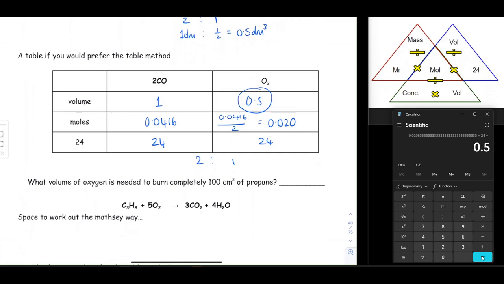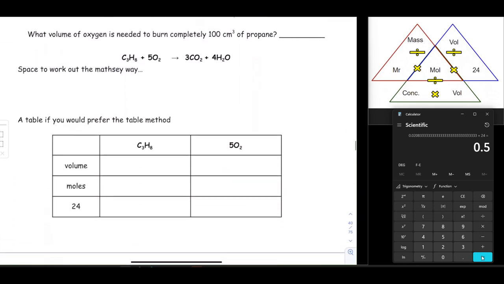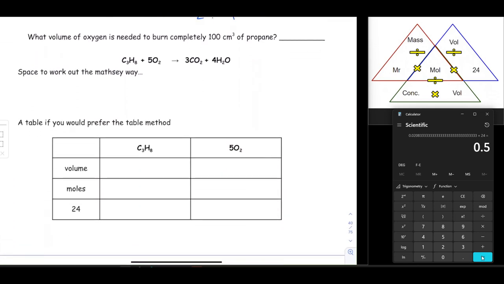Okay, so what volume of oxygen is needed to burn completely 100 centimeters cubed of propane? Again, we can use the mathsy way. The mathsy way would be to say we're looking for the volume of oxygen to burn 100 centimeters cubed of propane. So we're going to say our molar ratio is 1 to 5. And then we're going to say we've got 100 centimeters cubed to 500 centimeters cubed. So it would be 500 centimeters cubed.